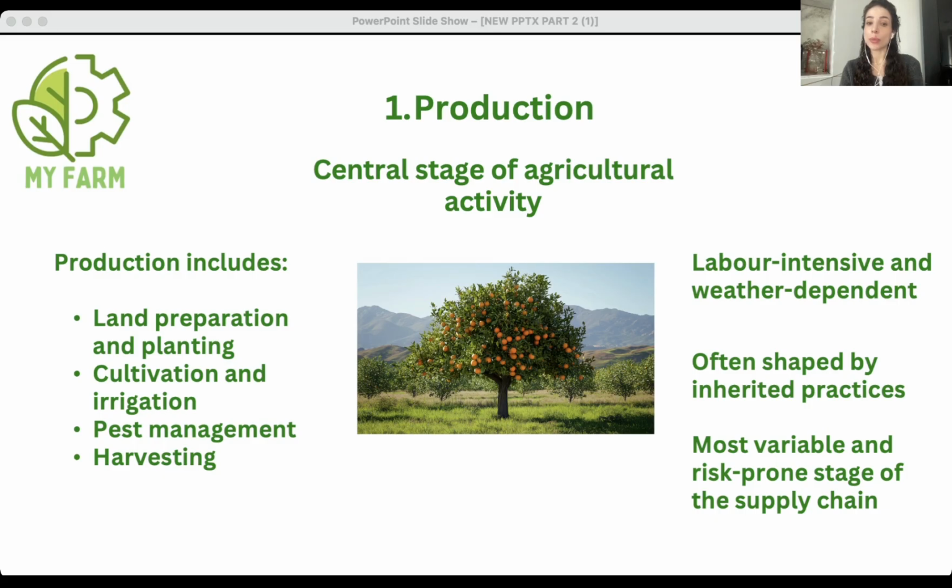The second component relates to production. Well, production remains at the heart of agriculture. It includes land preparation, planting, cultivation, irrigation, pest management, and harvesting. Traditionally, this has been labor-intensive, weather-dependent, and often based on inherited practices. Production was also the most variable and risk-prone stage indeed.